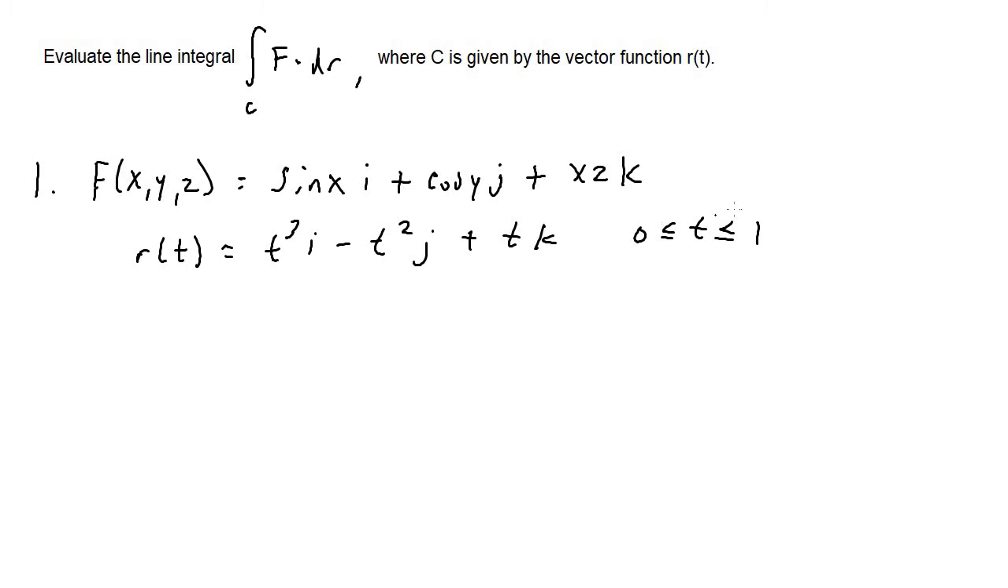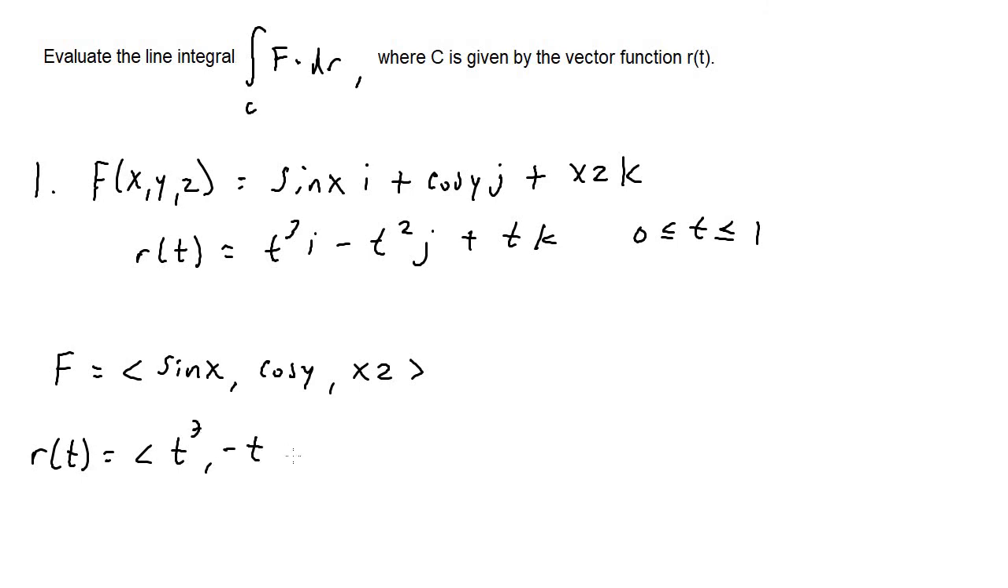The t bounds range from 0 to 1. So the very first thing I'm going to do is go ahead and write each of these in component form. So for the vector field f, in component form, we'll just write it as sine of x, comma, cosine y, and then comma, x times z. And then for r of t, the vector function in component form, I'll write it as the x component being t cubed, the y component being negative t squared, and the z component being just t.